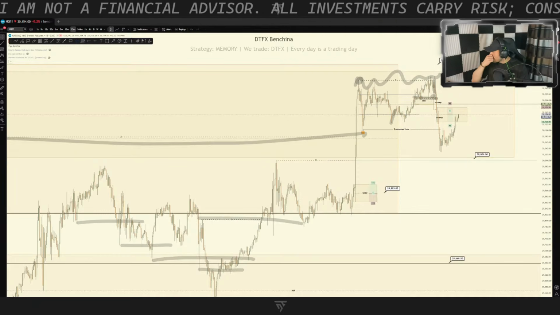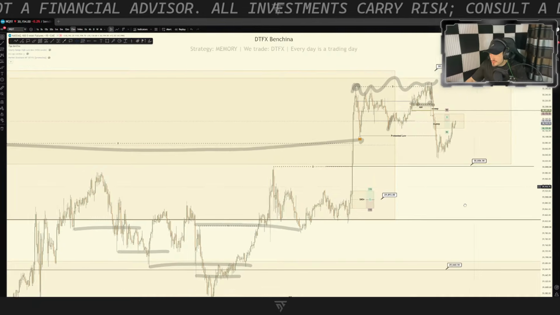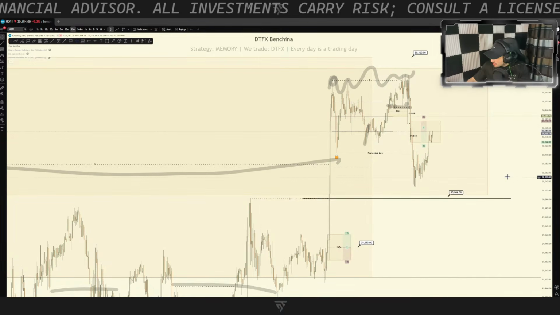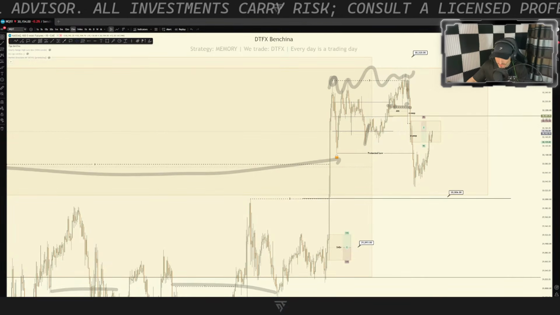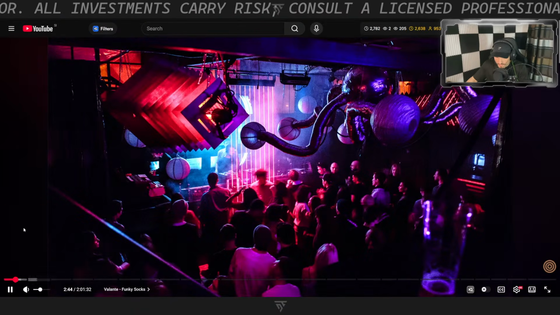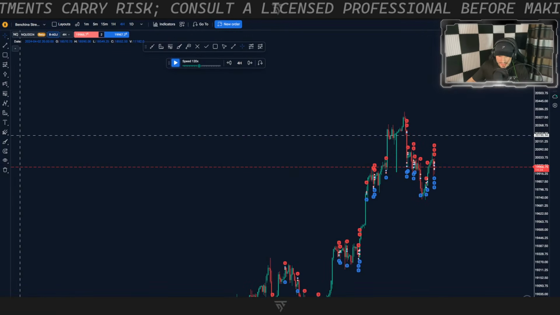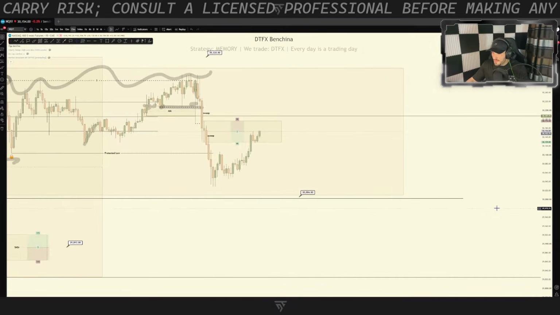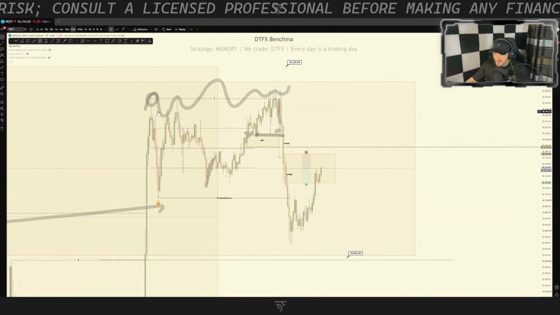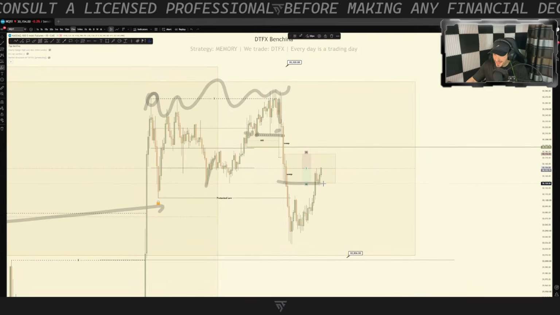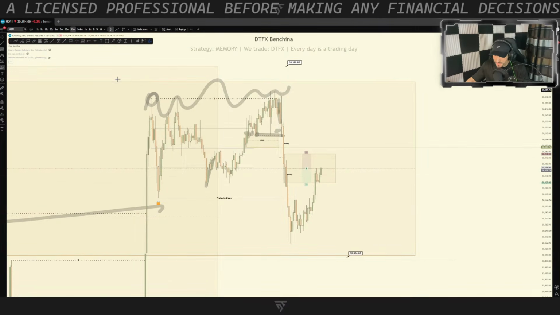You know what happened here? You guys want to know? So we did go below that protected low. Closing below that protected low yielded what? An SNDR zone. This was on Friday.